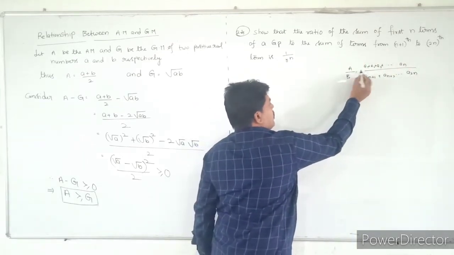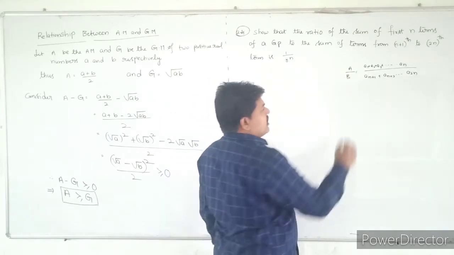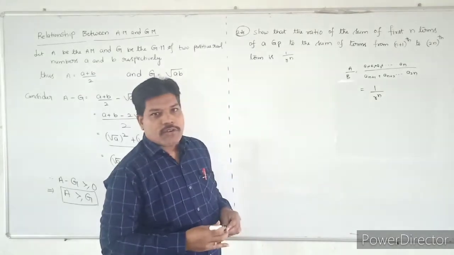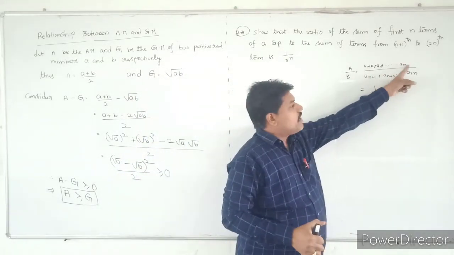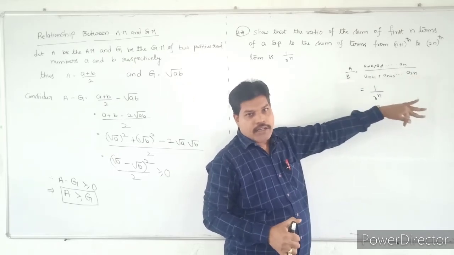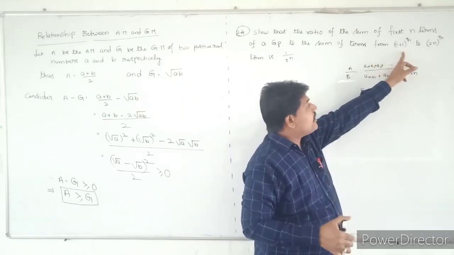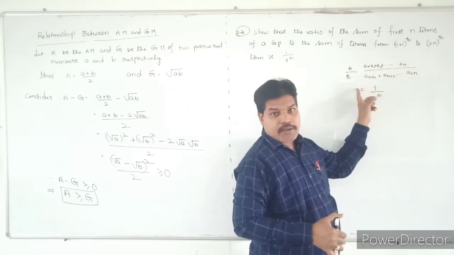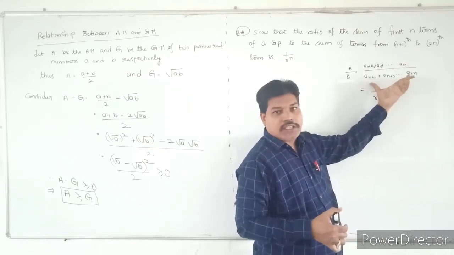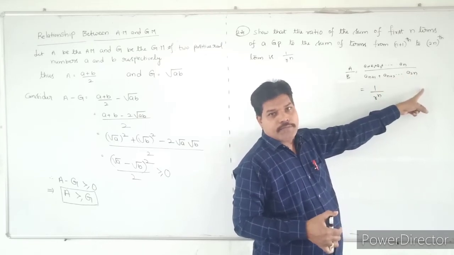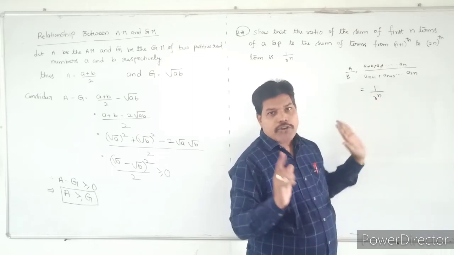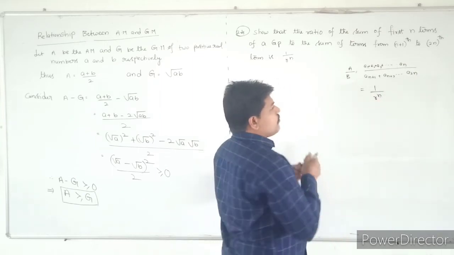What is the ratio? They are asking you to show that this is 1 by r power n. See the question, students? The sum of the first n terms, a1 plus a2 and so on plus an, by the sum of the terms from n plus 1 to 2n, that is a(n+1) plus a(n+2) plus and so on up to a2n, that is the n plus 1th term to the 2nth term. You have to show that the ratio is 1 by r power n. So you have to see this one, it is important.